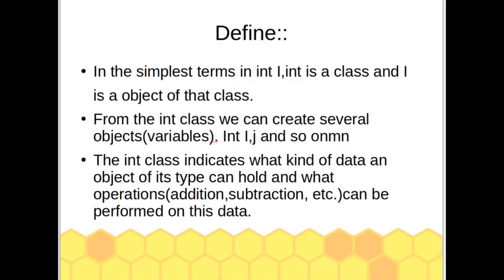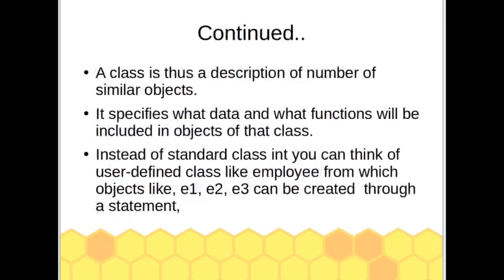Key point: int represents the class, indicating what kind of data an object of its type can hold and what operations can be performed on this data. Here int represents a class and i represents the object. Still we have some more examples to go.